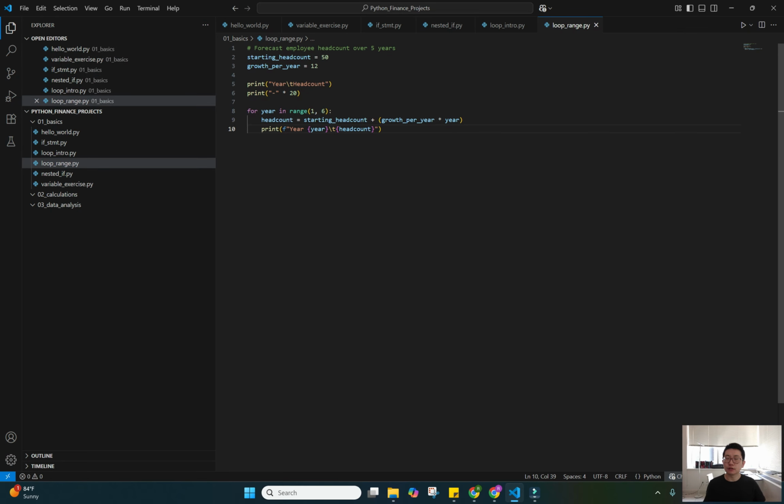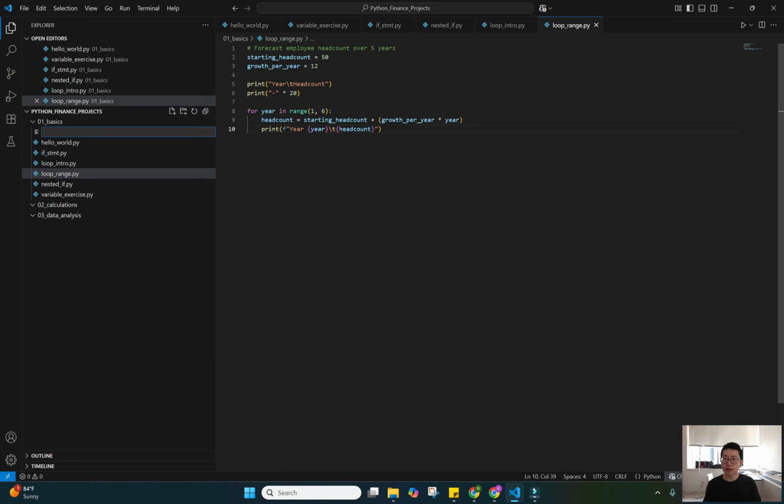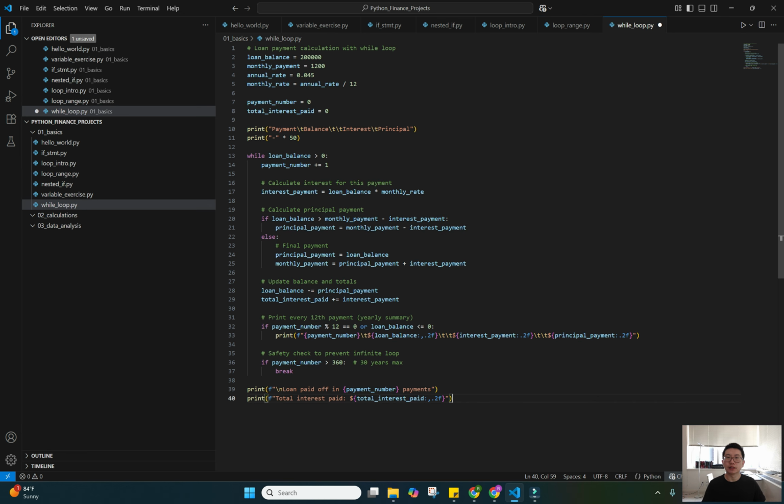In this class, we will continue our loop discussion, and we're going to introduce a new loop concept called the while loop. So let me first create a while loop Python file, and I will go ahead and paste the loan payment calculator code in here, and I will explain how this works.